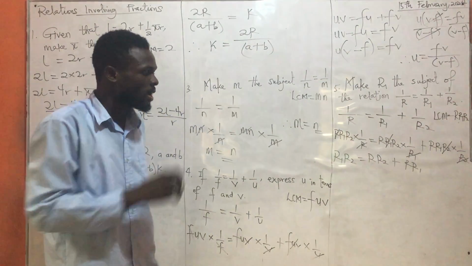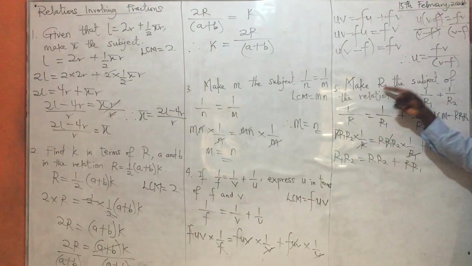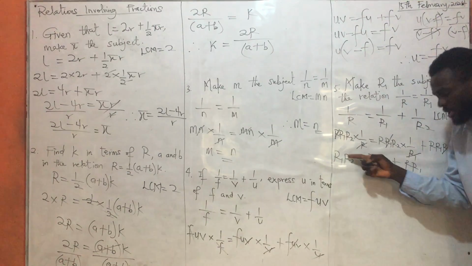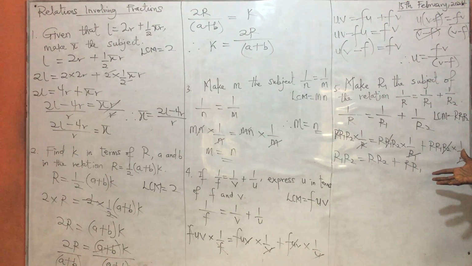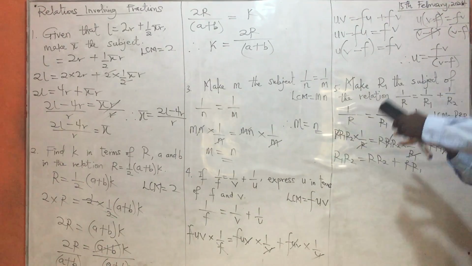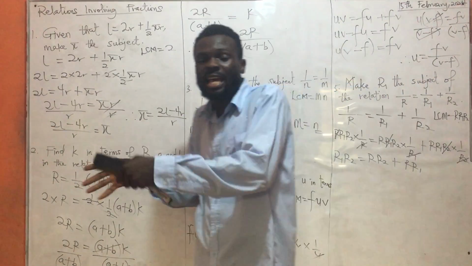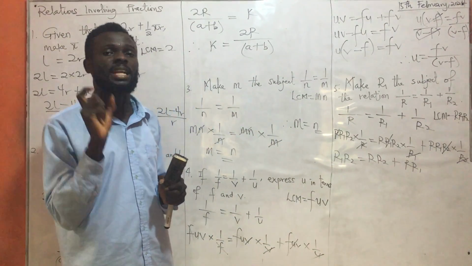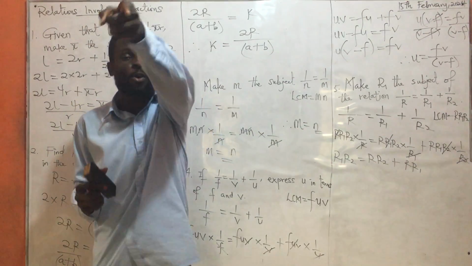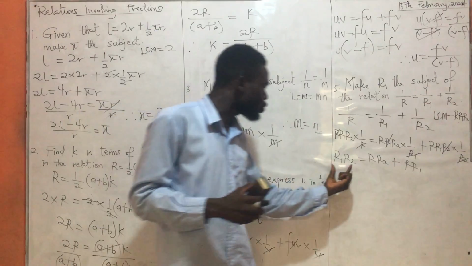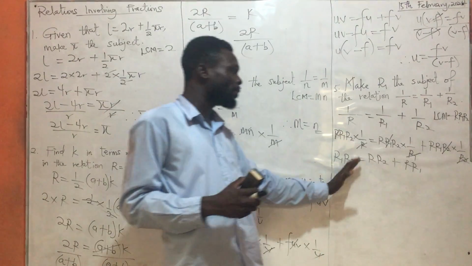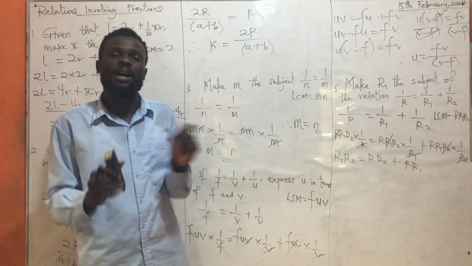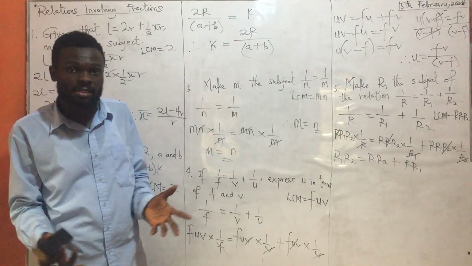What are we making the subject? We are making R1 the subject. Make R1 the subject. Okay? So R1 is here. R1 is also here. What do we do? We group all terms with the variable we are making the subject at one side of the equation. And the grouping should be done in such a way that the calculation will be easy for you yourself. We can choose to group it here. We can also choose to group it here. But the grouping should be done in such a way that you, the one solving, will solve it with ease.